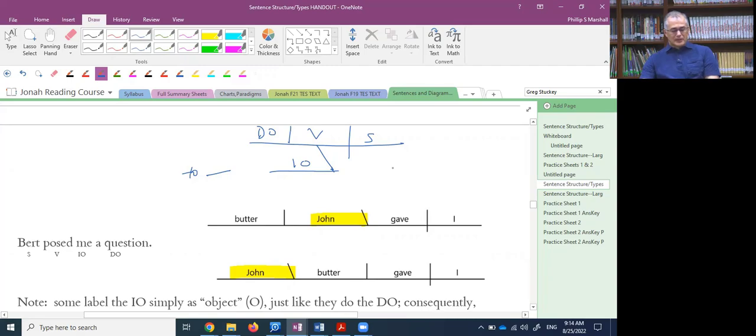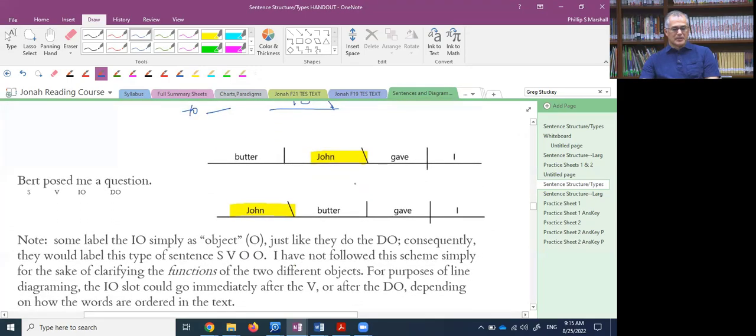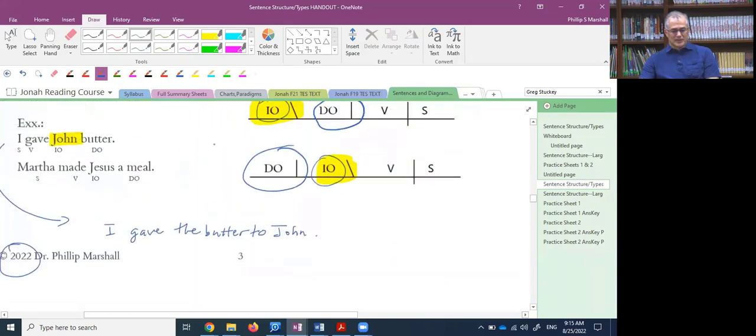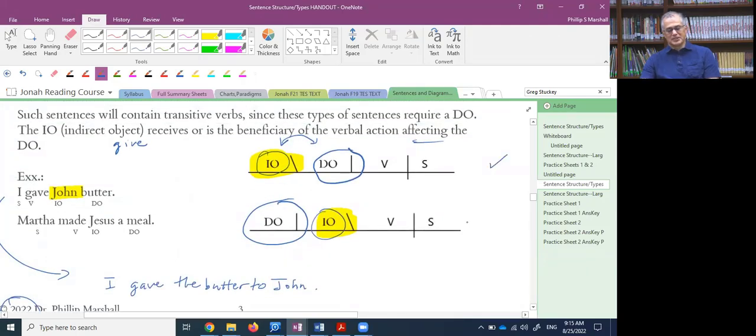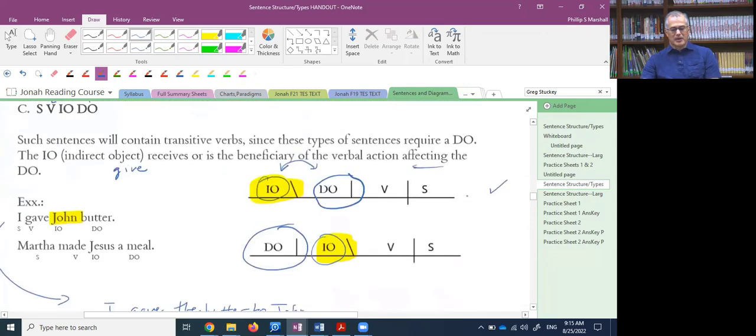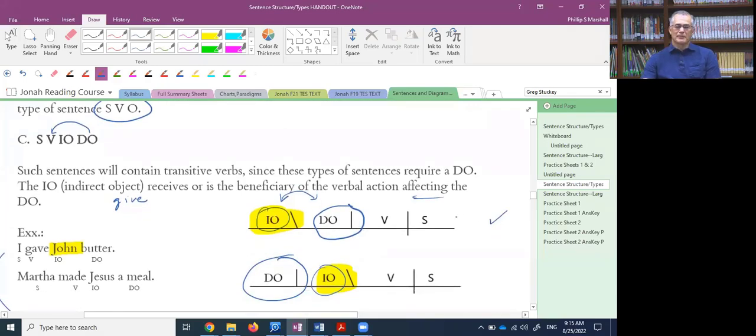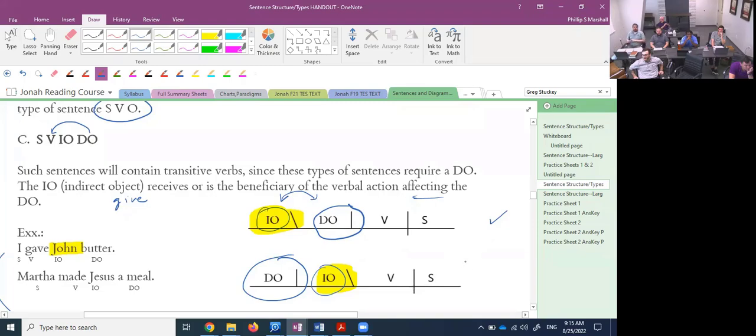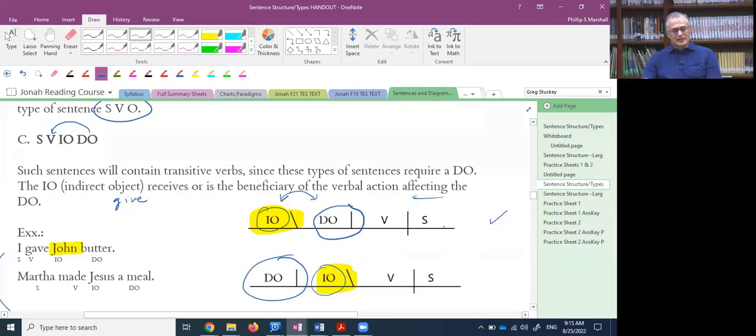Here's what's driven me to go back, because I started with this type of structure when I first started teaching line diagramming. Then I switched to this one, and then I switched back to this one. So what made me switch back? There's two things. Number one, Waymeyer does it like I've given you at the top here. Secondly, it does seem to me like obligatory constituents should be on the baseline. And an indirect object is an obligatory constituent.